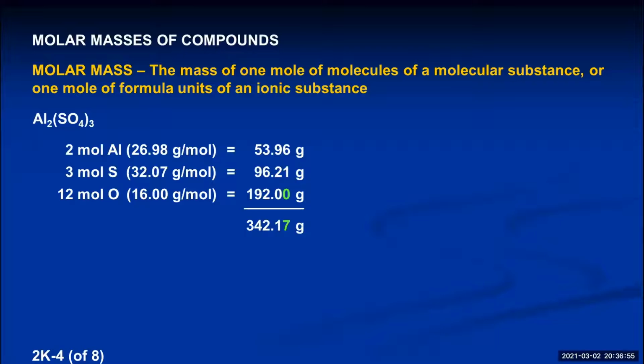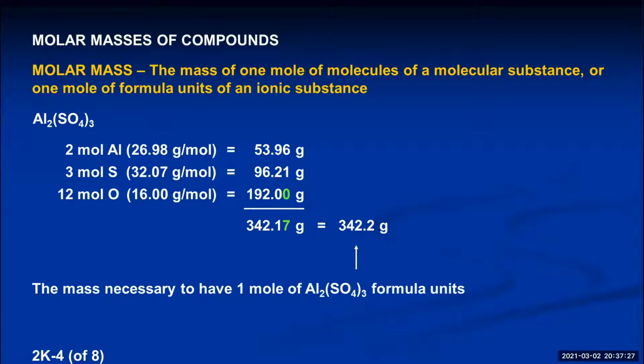So when you add these up, that last column, the 6 plus the 7 plus the guard digit, turns out to be a guard digit 7. So you're going to actually have to round your answer back to the tenths place. So this comes out, rounded to the right number of significant figures, 342.2 grams. You have calculated how many grams of aluminum sulfate you have to weigh out on a balance to ensure that you have 1 mole of aluminum sulfate formula units, 6.022 times 10 to the 23rd aluminum sulfate formula units. So that's the mass necessary to have 1 mole of the aluminum sulfate formula units. This is its molar mass.